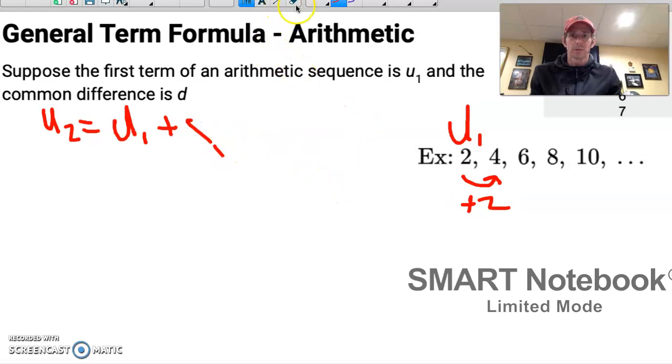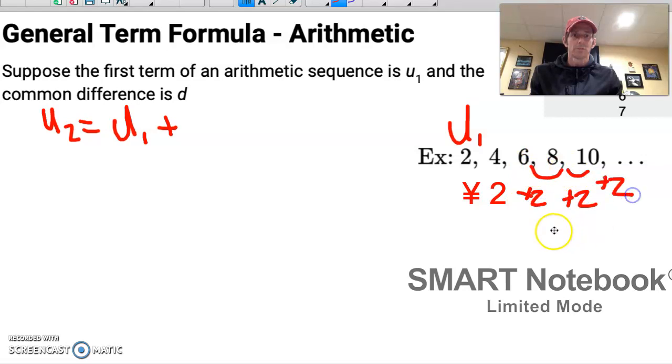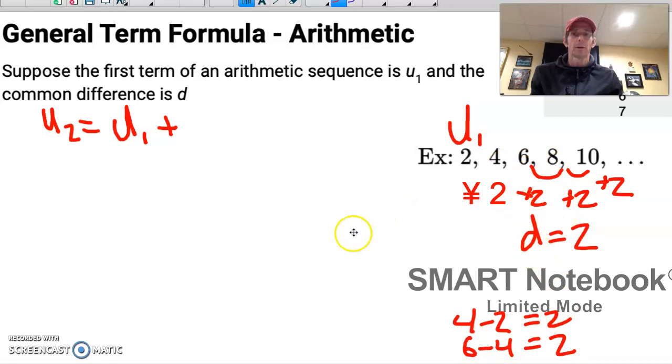And I'm going to attempt to erase whatever that is now. That is gone from us now. And from here to here, it's plus 2. From here to here, it's plus 2. From here to here, it's plus 2. So my common difference is 2. And if I want to do it the really long way, I'd say 4 minus 2 equals 2, and 6 minus 4 equals 2. And I could check that the whole way, but I don't have to.